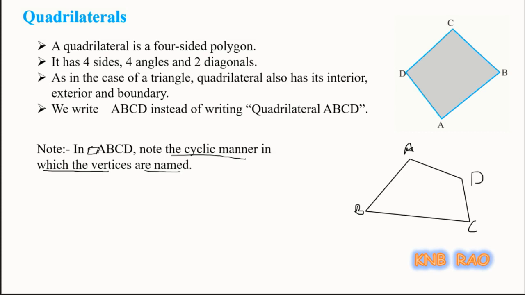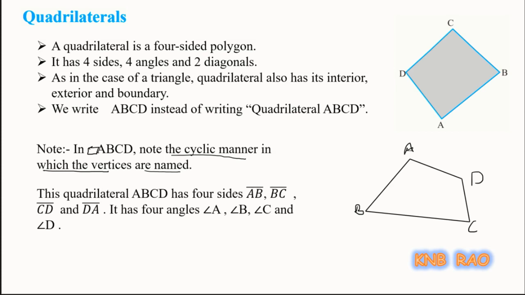Now can we name the sides of it? What are the names of the sides in this quadrilateral that we have drawn? First we drew line segment AB. Next we drew line segment BC. Then CD. At last we drew line segment DA. So they are the sides of the quadrilateral. And the angles are angle A, angle B, angle C and angle D, right? To show the angles, I'm marking them in a different way.